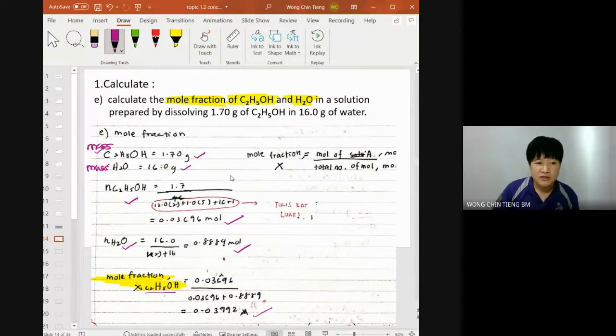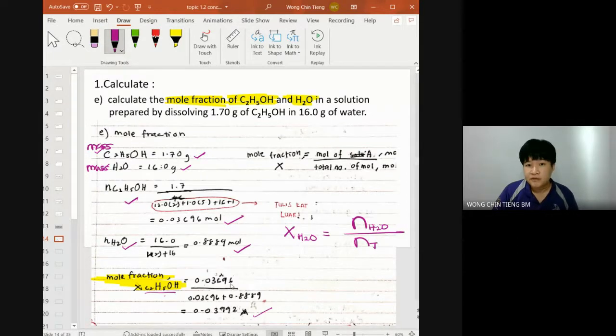Wasted. The question is asking for two things: the mole fraction of your ethanol and also the mole fraction of water. So don't forget the mole fraction of water. If just now we used the 1 minus method, right now Miss Wong is using the number of mole of water over the number of mole total. The formula is not written, the formula is written up above. So okay, I close one eye, I still give marks. Okay, but it's easier to actually write the formula like this.